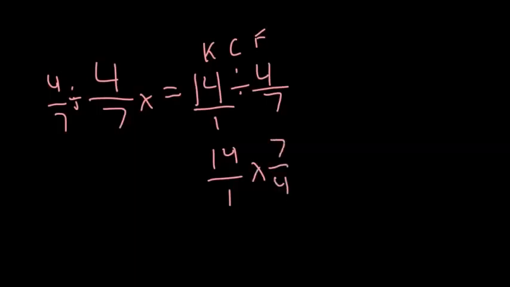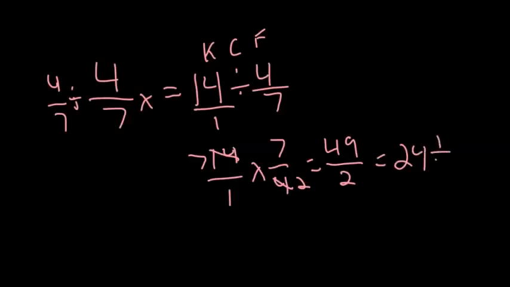I can reduce before I multiply here by 2. So 4 divided by 2 is 2, 14 divided by 2 is 7. Then I can multiply. 7 times 7 is 49. 1 times 2 is 2. And 2 will go into 49 24 times, which is 48. And 49 minus 48 gives us 1 left over 2. So x equals 24 and 1/2.